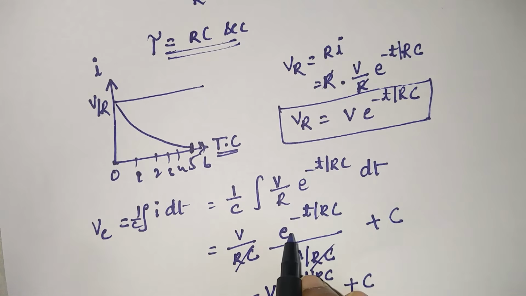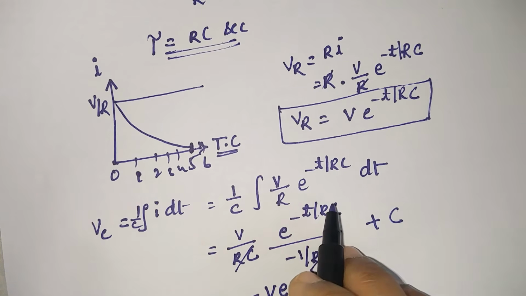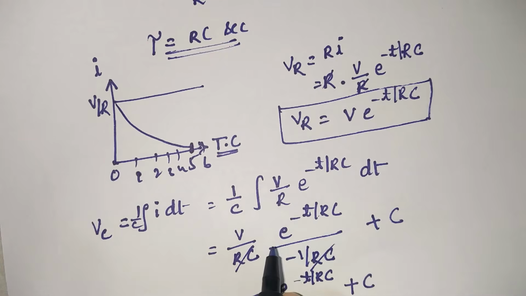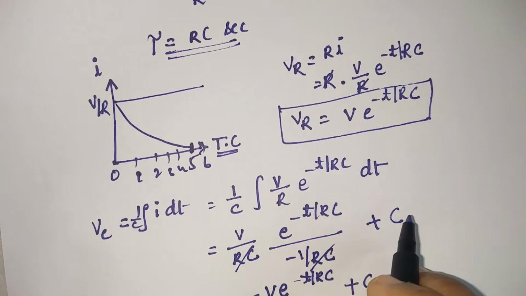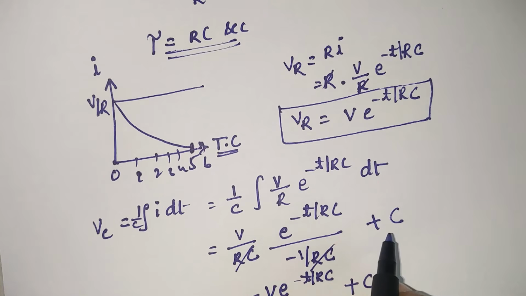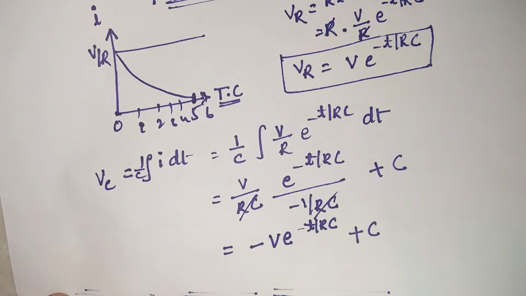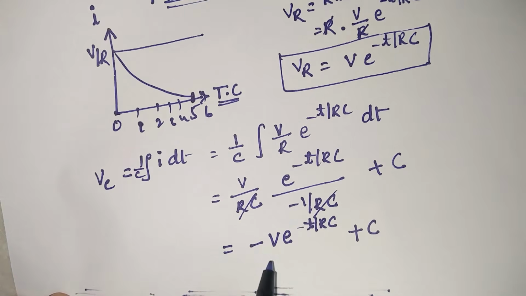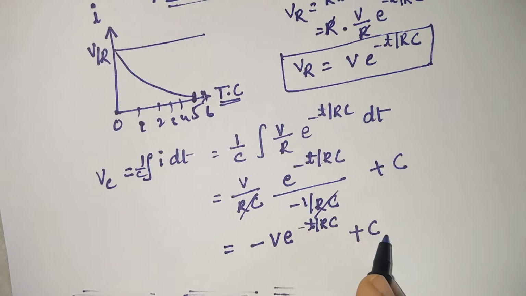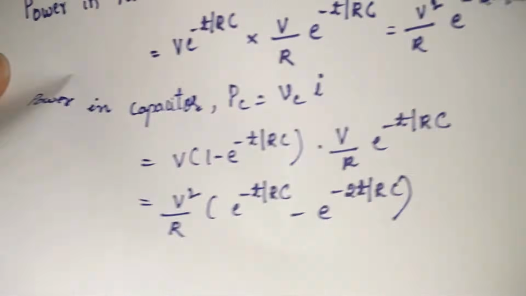So what is the integration? You'll be having the same e power minus t by RC, and you have the differentiation down below, so that is minus 1 by RC, plus some constant. Here we need to find the constant value, right? So let us simplify. Here RC gets cancelled. What is the leftover? Minus V e power minus t by RC plus C. So here we need to find the value for C, then only we can get the voltage across the capacitor. So let us see how that goes.